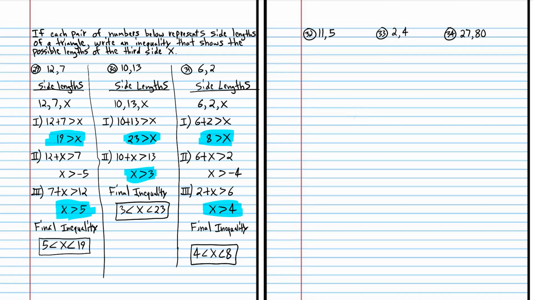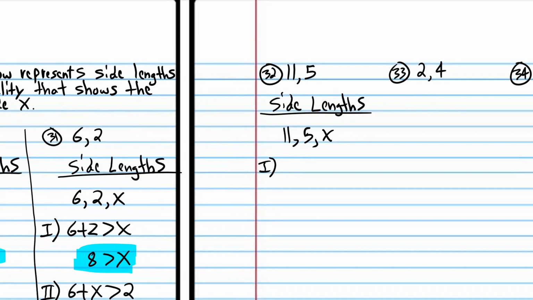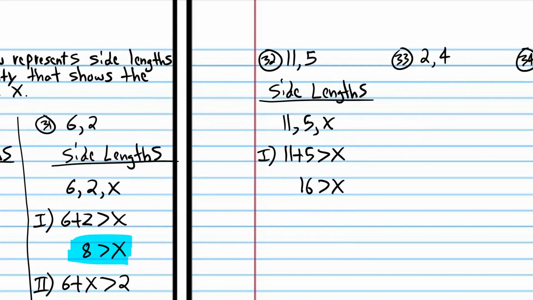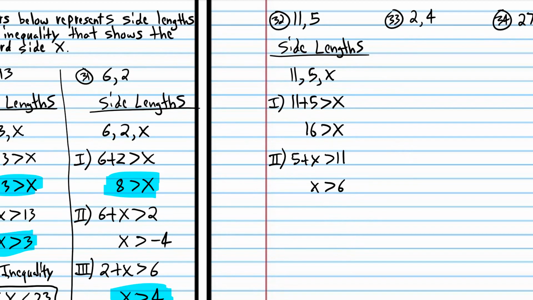All right, we're back. So we're assuming that the side lengths are 11, 5, and x. Now we're going to use our triangle inequality theorem. 11 plus 5 must be greater than the third side, and so x must be less than 16. And 5 plus x must be greater than 11. Subtract 5 from both sides, and we get x must be greater than 6. So we only need two inequalities and no negative numbers. If you get a negative number, you can just discard that inequality.